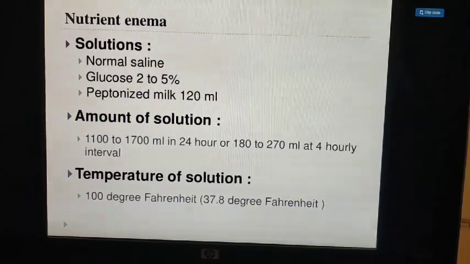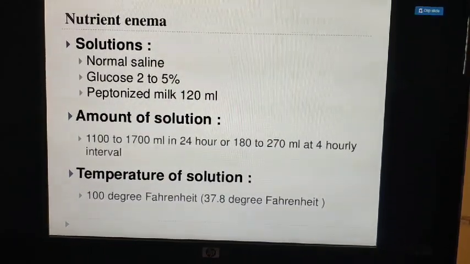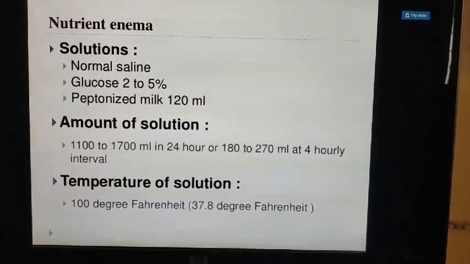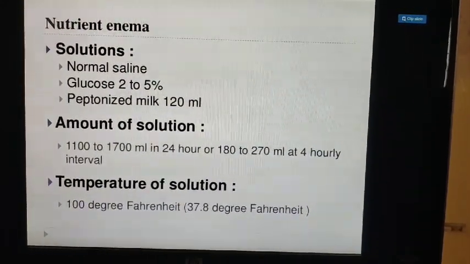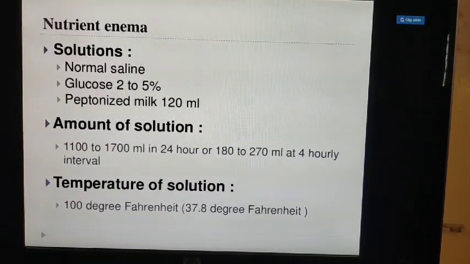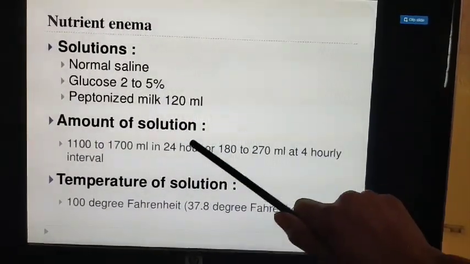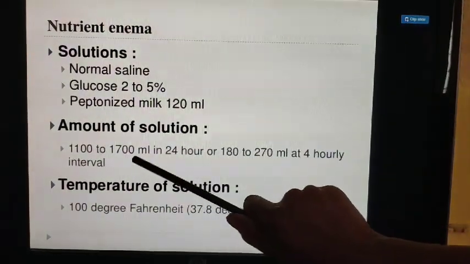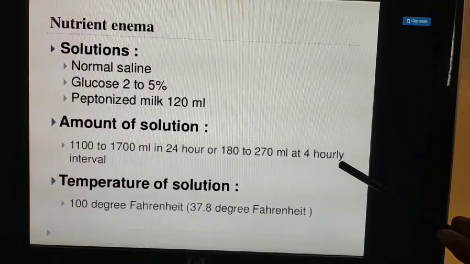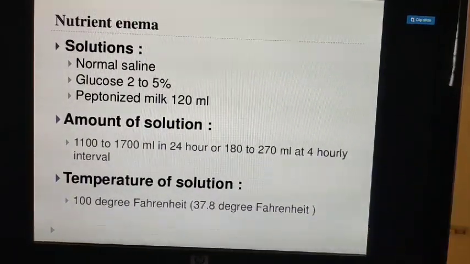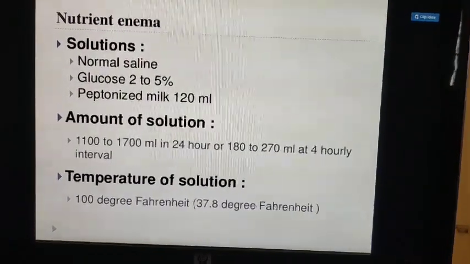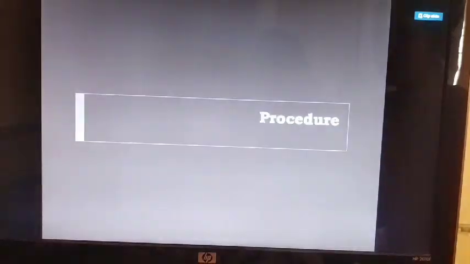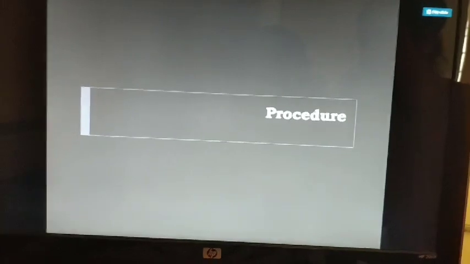Then what is the amount? 1 liter to 1.5 liter, or 110 ml to 170 ml in 24 hours, and 120 to 270 ml at 4 hourly intervals. First we introduce 1 liter to 1.5 liter. After that, every 4 hours we give 180 to 270 ml of this nutrient enema. The temperature is the same, 100 degrees Fahrenheit. Clear? Then the procedure, next class we'll see the procedure.